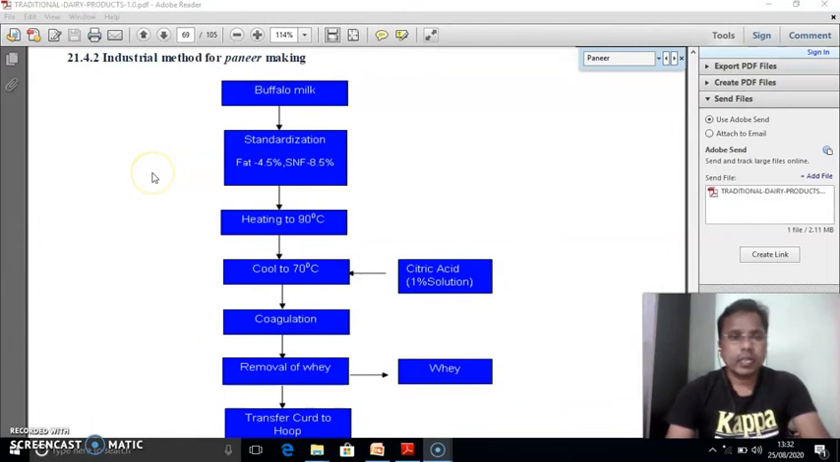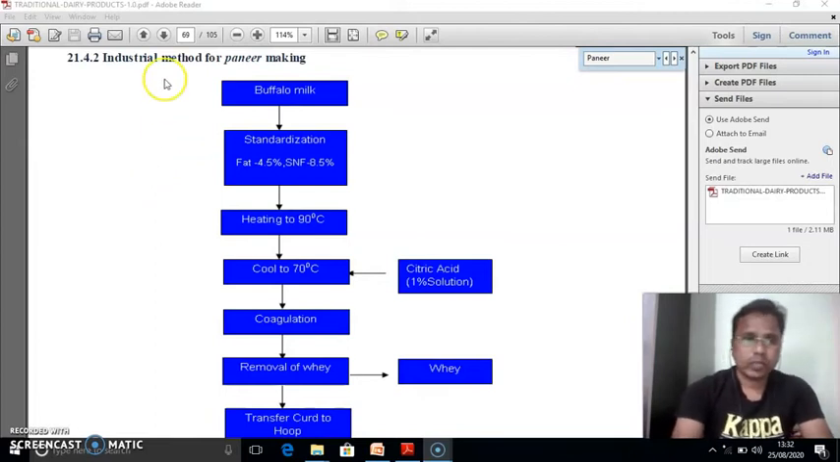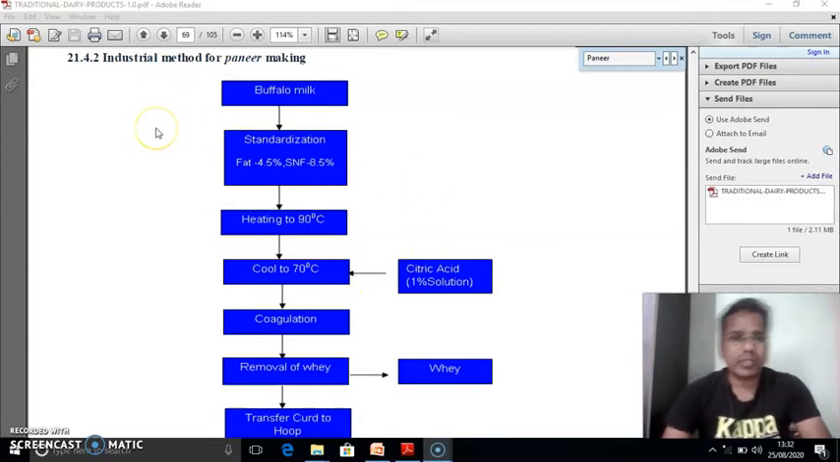This is the second method for preparation of paneer, the industrial method for paneer making. This is the flow diagram of the industrial method for paneer making, where the various points are given.